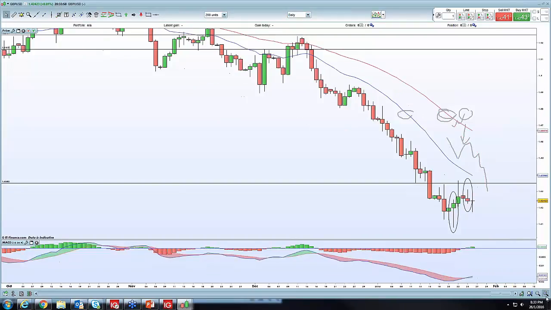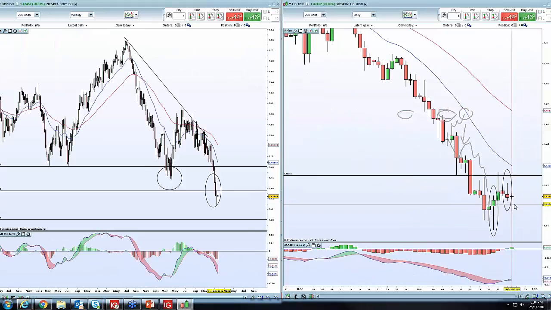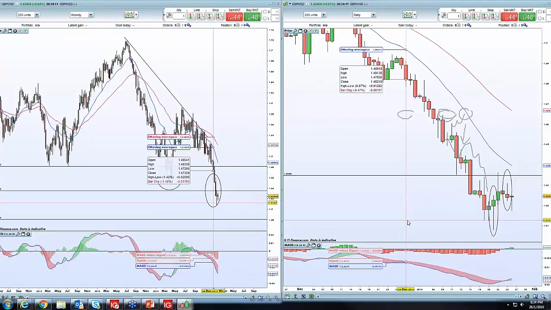And there's a whole wealth of support levels here, which I mentioned just now. So I'm not that keen on shorting the pound dollar unless we're back to 143.50 and then we see what happens.